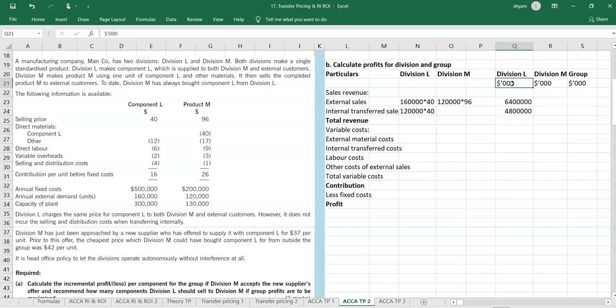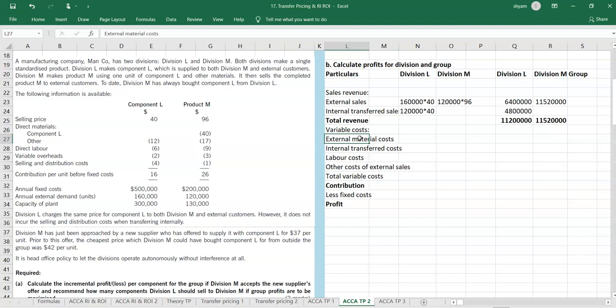The sales is going to be like this. So as we are using Excel, we don't need to cut the zeros. It's quite easy. But when you are doing it with pen and paper, if you cut the thousands, it would be much easier for you to do. Okay, so we can get the total revenue. Total revenue would be the same number for Division M. For this one, it will be different. Okay, so we got the revenue for Division M.